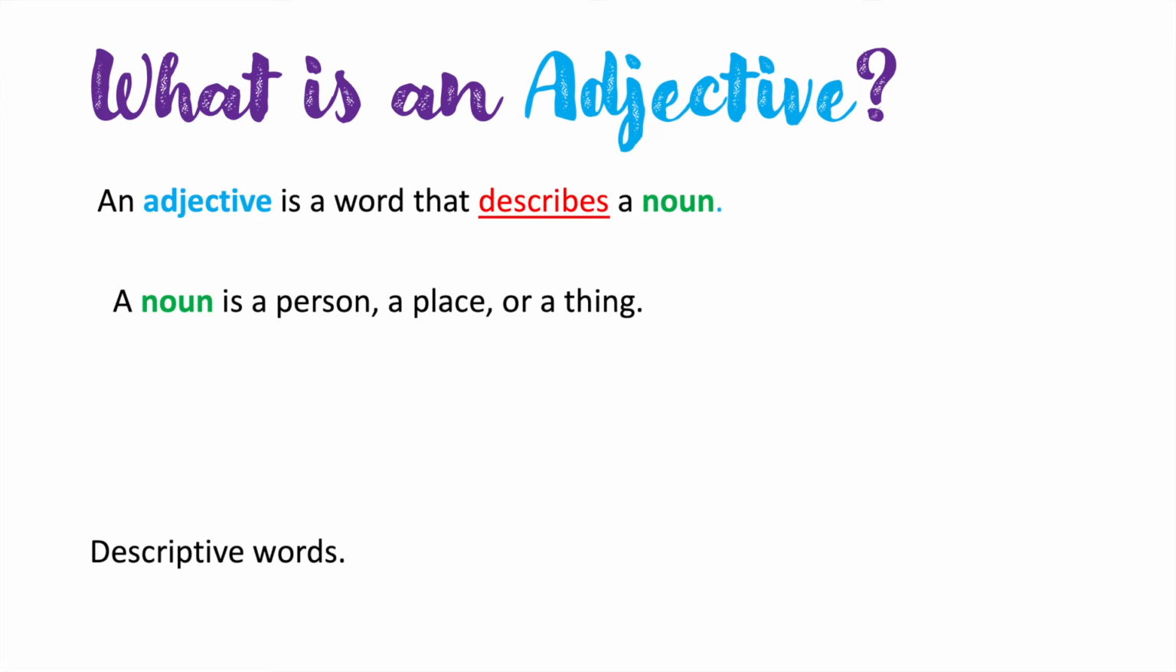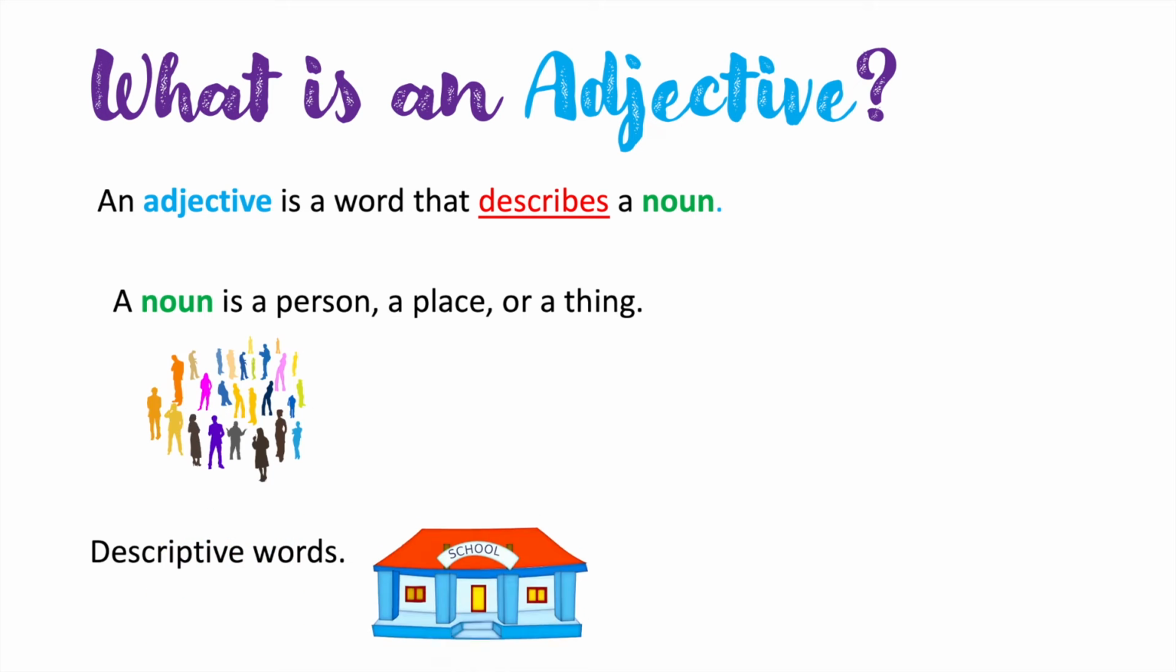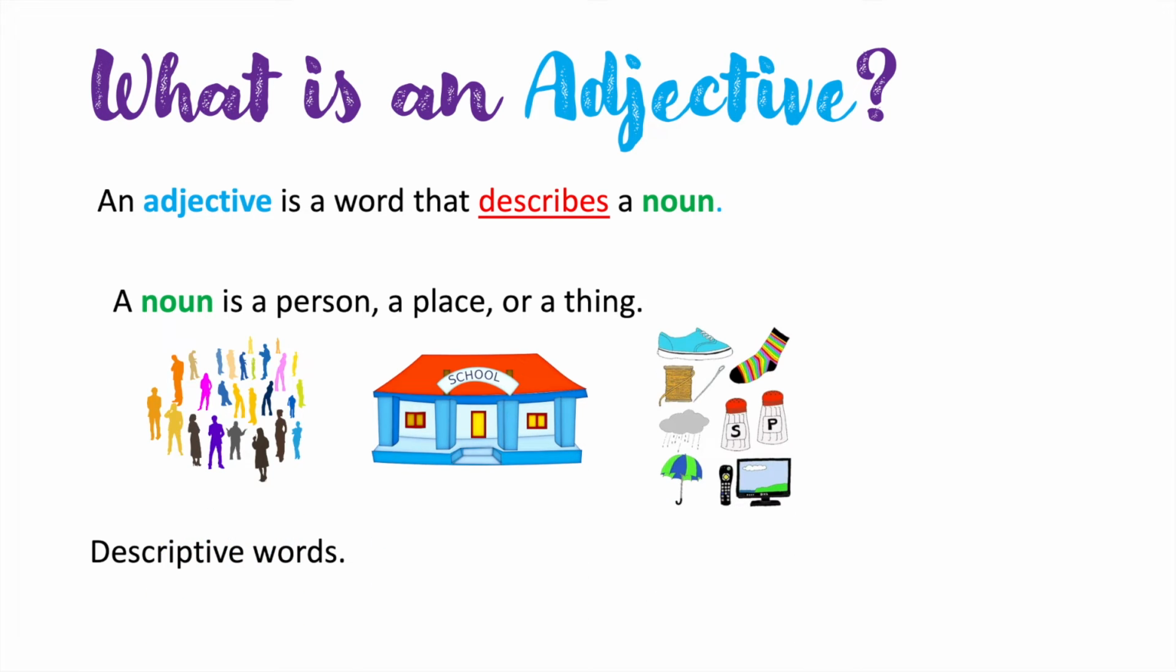Before we get started, let's remember what an adjective is. We learned that an adjective is a descriptive word, a word that describes a noun. We have learned about this in class. So if an adjective describes a noun, what is a noun? Who remembers? Very good. A noun is a person, a place, or a thing. And today we will be learning how using describing words can help us to persuade our readers.